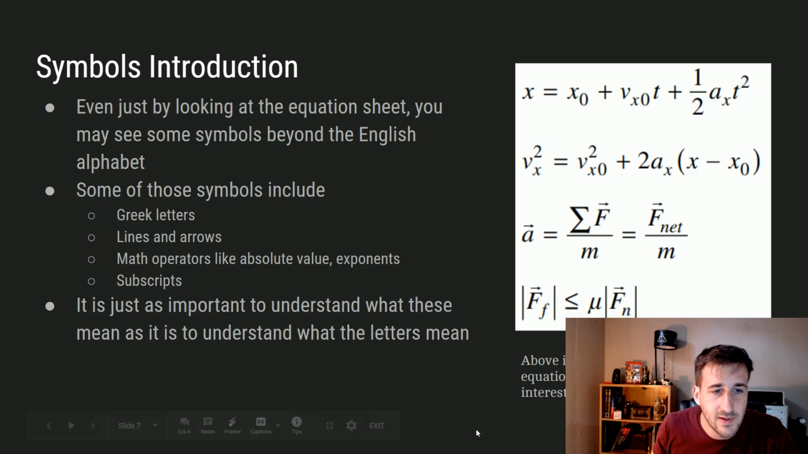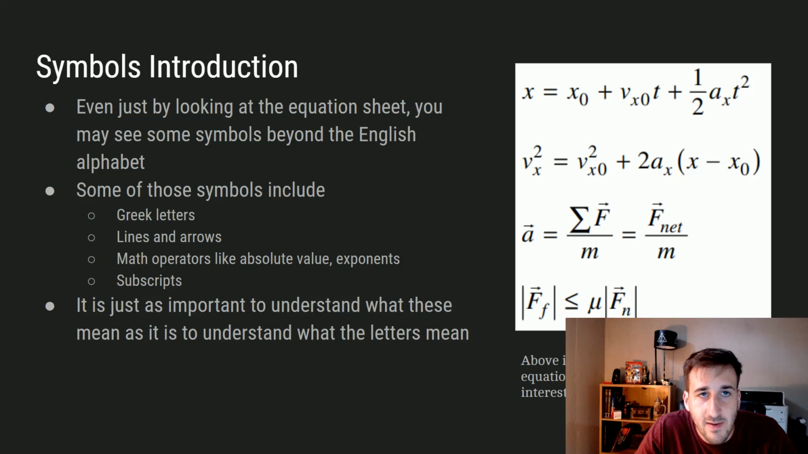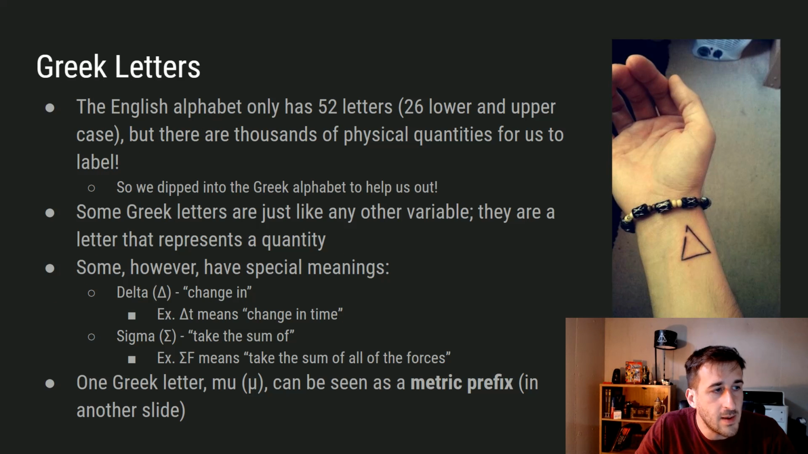There's a scary looking sigma. It looks like a capital E maybe. There are lines and arrows above some things. You see these little arrows above the F and the A. There are math operators, so you see the absolute value symbols, this inequality here, exponents, and subscripts over here. It's just as important to understand what these mean as it is to understand what the letters, the variables, mean.